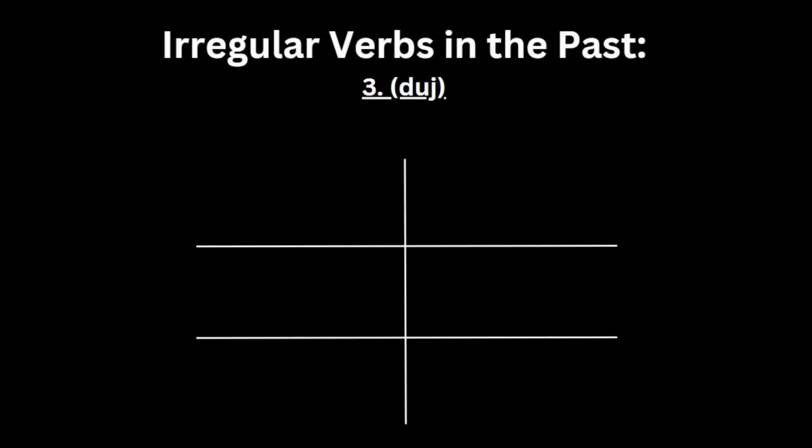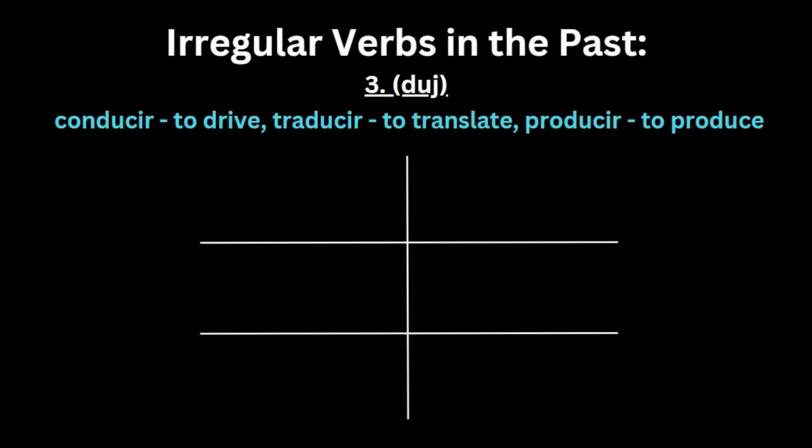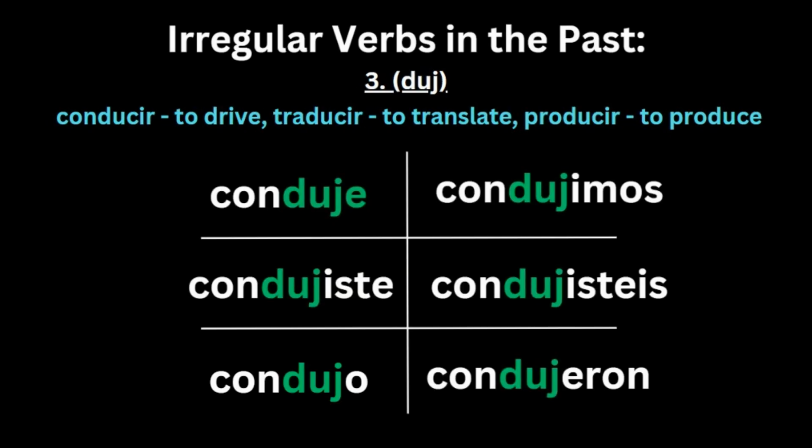Next up, there are verbs ending in -duj, and as far as I know, there are only 3 of them in Spanish, and they're very useful, like conducir, traducir, and producir. Rather than following the pattern of verbs ending in -ir, Spanish decides to change them in the ending by adding -duj. Taking the verb conducir as an example, yo conduje means I drove, tú condujiste means you drove, él condujo means he drove, and so on.